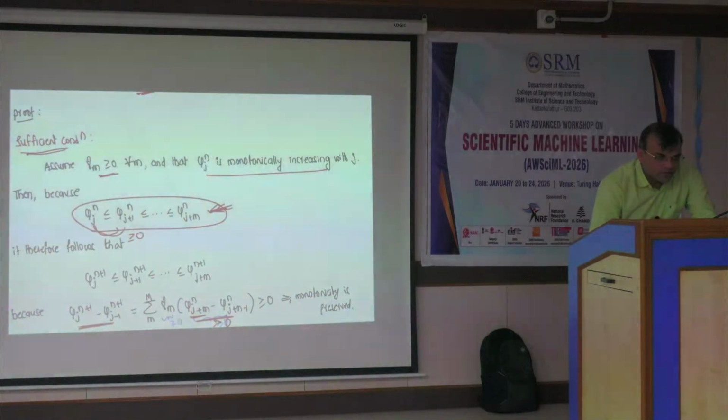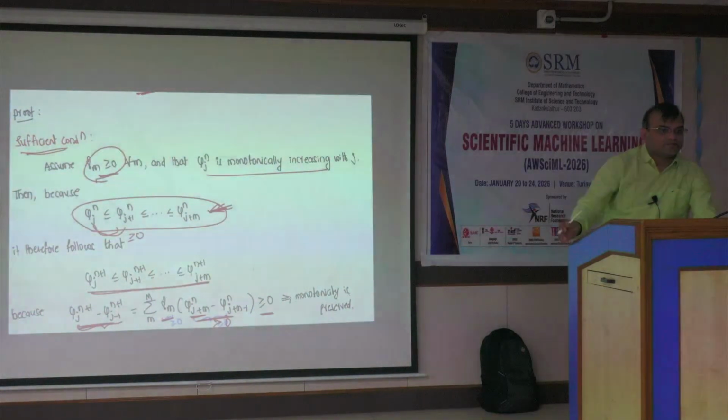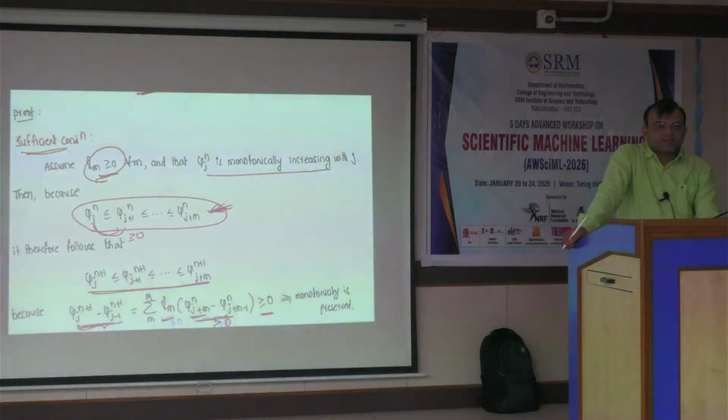This is always greater than or equal to 0, and the assumption is gamma m is greater than or equal to 0. This is greater than or equal to 0. This difference is always greater than or equal to 0. Now immediately you can say this holds. Okay, monotonicity preserved. Now this is a sufficient condition.